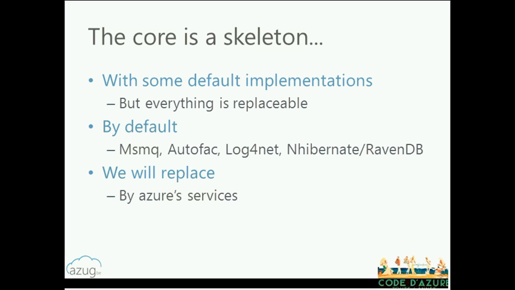Right? By default, NServiceBus will be implemented by using MSMQ as a queuing mechanism. It will use Autofac as a container. It will use Log4net as a logging mechanism. And for previous versions, all persistence is done through NHibernate. But in the current or latest version, this will be RavenDB. Right? Now, in Azure, not all of these really make sense. So I simply replaced those basic implementations with other Azure-specific implementations, which we will discuss later.